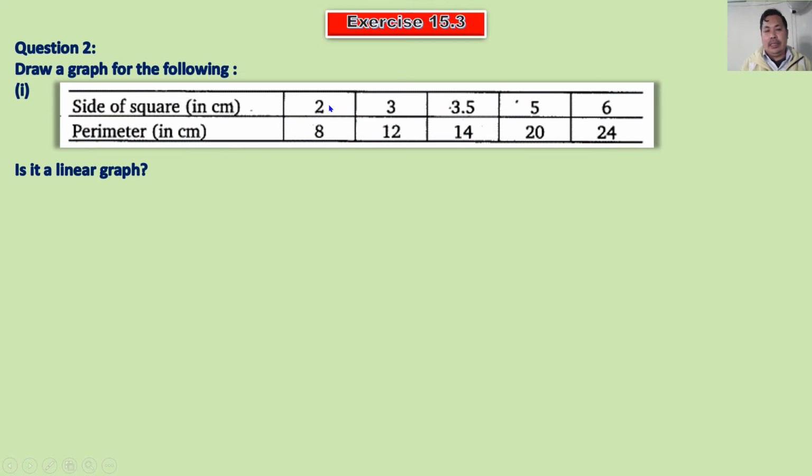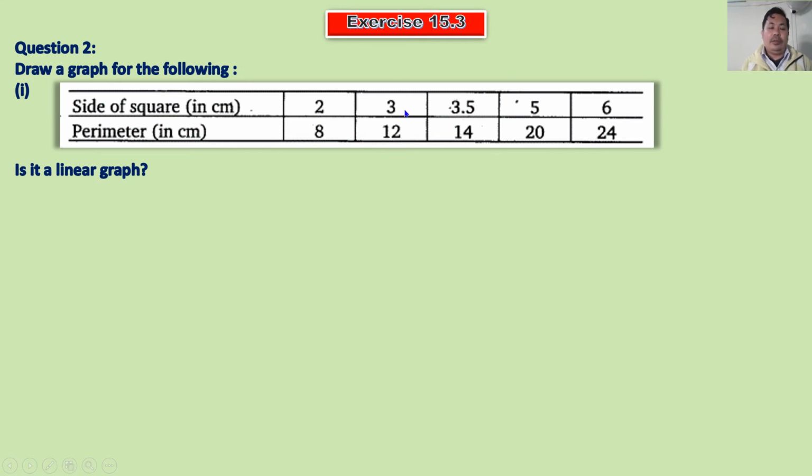If the side is 2, then the perimeter is 8. If the side of the square is 3, then 12. This is given here. Then you can see that when the length of the side of the square increases, the perimeter also increases. You can see below here, isn't it? Yes, like from 8 to 12, 12 to 14, like this, as the side is increasing in length.